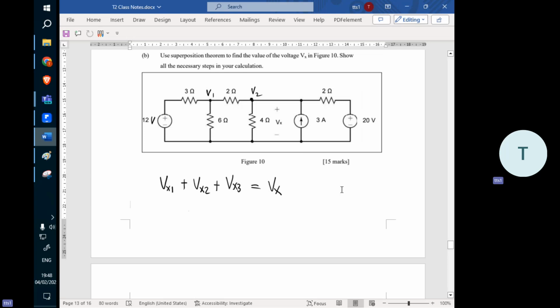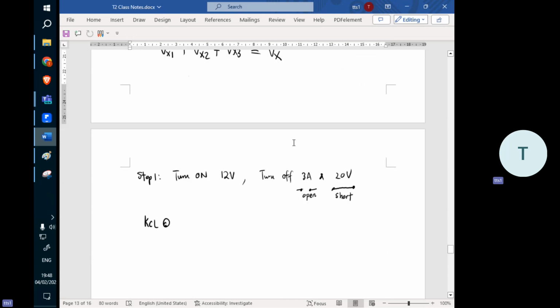KCL is to find the current, right? KCL is to find the voltage, right? So do the KCL at node V1, KCL at node V2. You do the KCL at node V1, okay? You will get one equation. You will get something minus something equal to 34.